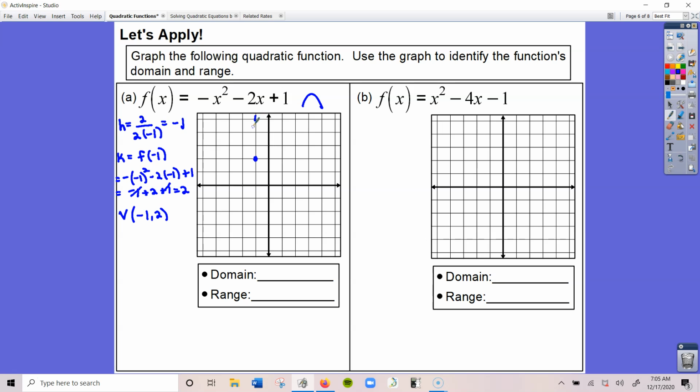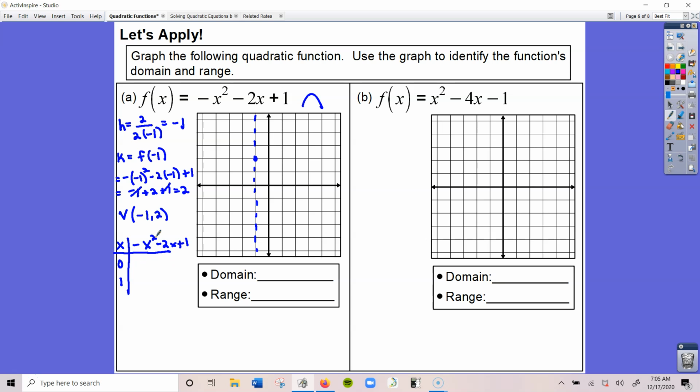I always like to draw my axis of symmetry so I remember that I'm going to be reflecting. And now you can pick 2 points either to the left or to the right of the axis of symmetry to create your table of values. So let's say I'm going to choose 2 points to the right. That would be 0 and 1. And remember, we're going to plug in those values into the function.